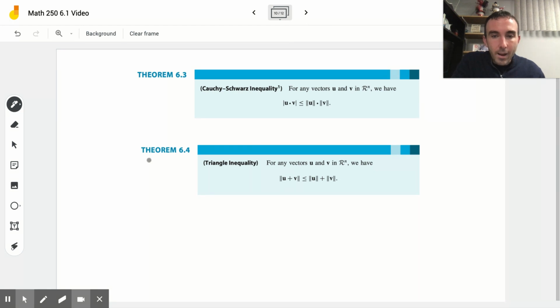So that is also labeled Theorem 6.4 in your textbook. And this works for any vectors in Rn. There's also the Cauchy-Schwarz inequality.